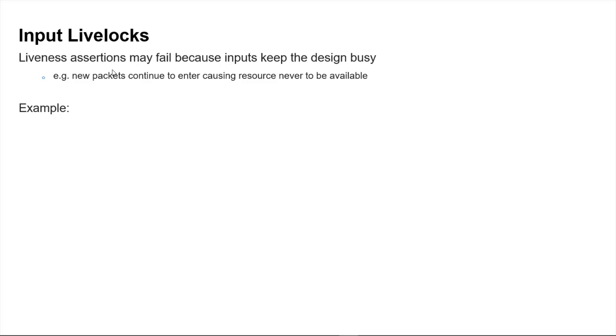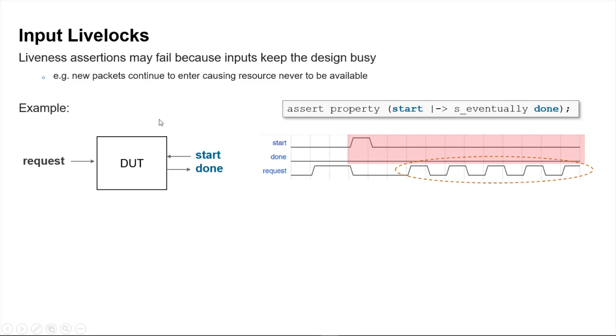If we're using formal, we might have some liveness assertion that may fail because the inputs keep the design busy. So it's easy for the tool to falsify the property by correct design behavior. There's actually nothing wrong with the design, it's just the failure to describe the problem correctly to the tool. For example, we might have a DUT here and we write an assertion which says if I have a start, then s_eventually I get a done. Now some requests keep coming to this DUT which keep the design busy, so it's unable to issue a done. So it's easy for the tool to falsify this, even though the design may be perfectly correct.